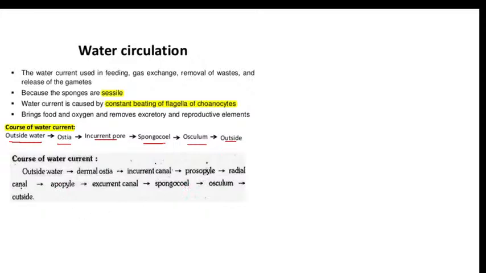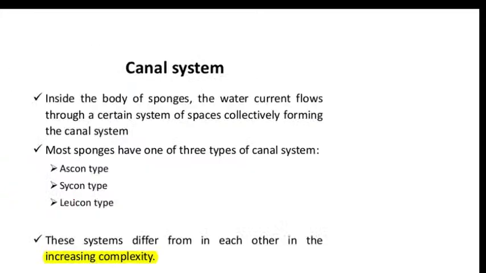And this is a much more precise way: the water comes in through dermal ostia, reaches the incurrent canal, then through the prosopiles it reaches the radial canal or the main canal, then apopyle, then excurrent canal, spongocoel, osculum, and the water goes out. We'll see one by one.